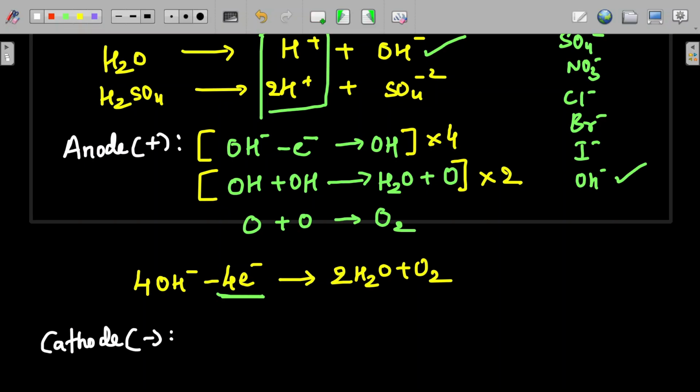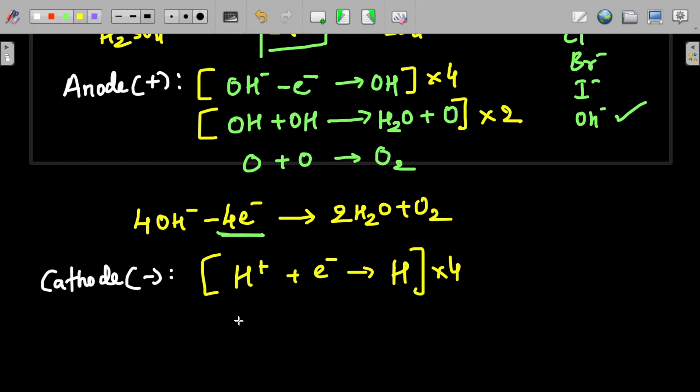Cathode is negatively charged, cation is H plus, but one H plus can gain only one electron, right? Because it requires only one electron. But you want to make 4 electrons, so what do you do? Multiply this by 4. So 4H plus and 4 electrons will give you 4 hydrogen atoms, but they can form 2 hydrogen molecules, right? 4 hydrogen atoms will give you 2 hydrogen molecules.